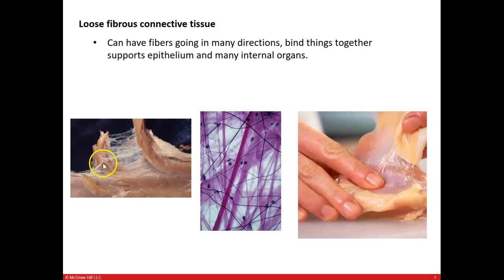Here's some chicken meat that's been pulled apart, and these are muscle fibers, and there's connective tissue in between them. So this loose connective tissue, and it's not surprising that the fibers are going all different directions because your skin can be pulled in all different directions from the surface of the muscles, and you want to have these strong fibers holding it together.